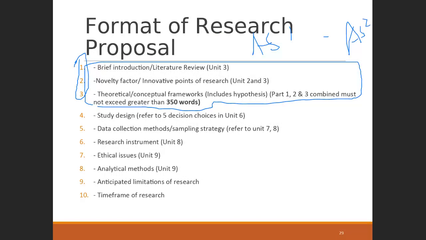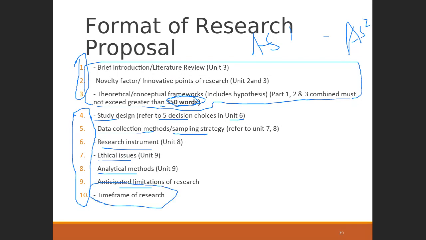So the first 3 parts have a word limit of 350 words. They shall not cross 350 words. But what I am more interested in is part number 4 to 10, your study design. You need to refer to unit number 6 recording to write about your decision choices of study design. What data collection method you will be using, what will be your sampling strategy, what will be your research instruments, what are different ethical issues, what analytical methods you will use, what are the anticipated limitations of your research, and time frame of your research.